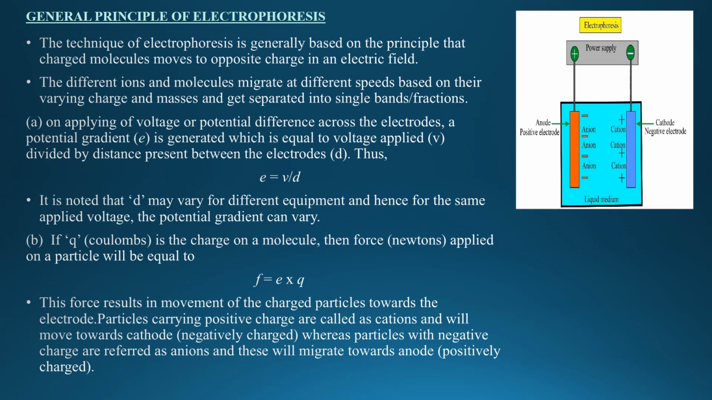If Q coulombs is the charge on a molecule, then the force in newtons applied on a particle will be F equals E times Q. This force results in the movement of the charged particles towards the electrode. Particles carrying positive charge are called cations and will move toward the cathode, whereas particles with negative charge are referred to as anions, and these will migrate toward the positively charged anode.